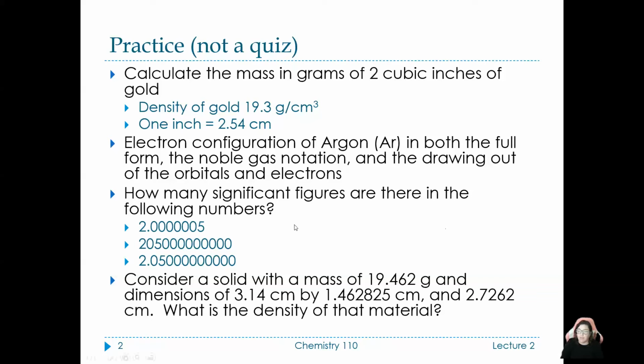How many significant figures are there in the following numbers? Okay, 1, 2, 3, 4, 5, 6, 7, 8, because all of those zeros between the 2 and the 5 are significant. So that is 8.